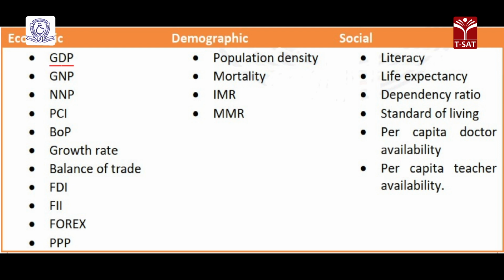Factors such as GDP, GNP, NNP, PCI, growth rate, balance of trade, FDI, forex, these are the factors of economic development, whereas indexes of measurement of demographic is population density, mortality, IMR and MMR. When it comes to social measurement, then factors such as literacy, life expectancy, dependency ratio, standard of living, per capita doctor availability and per capita teacher availability, these types of factors are considered for measurement purposes.